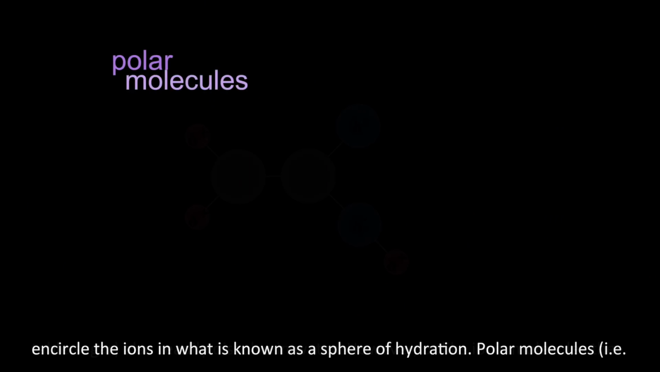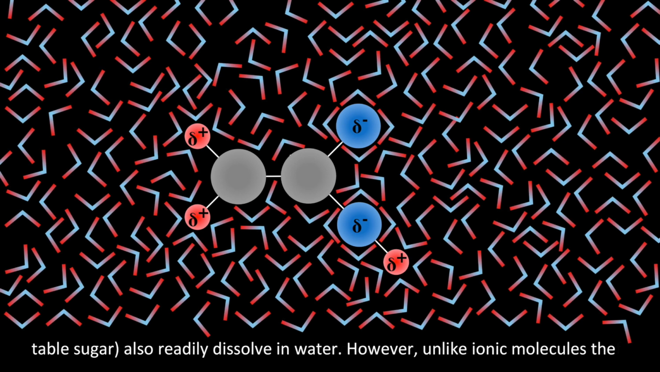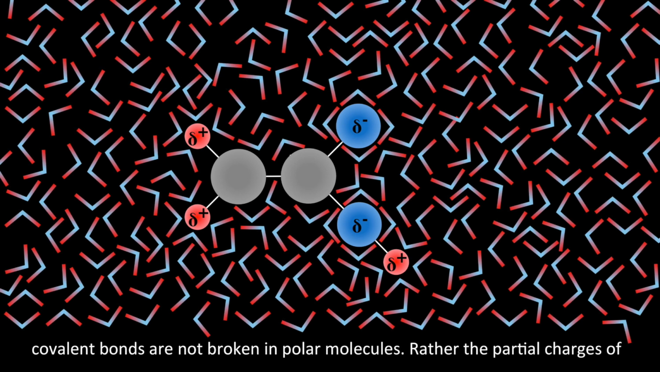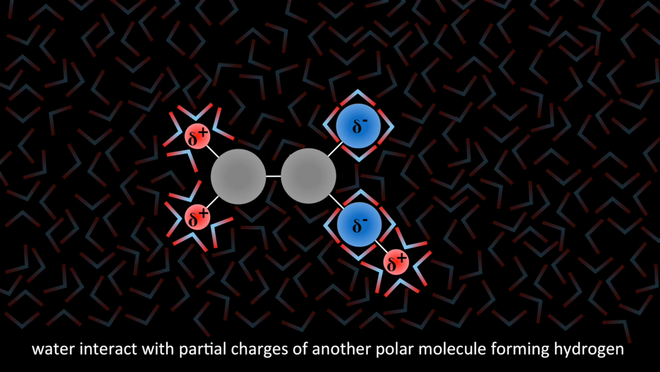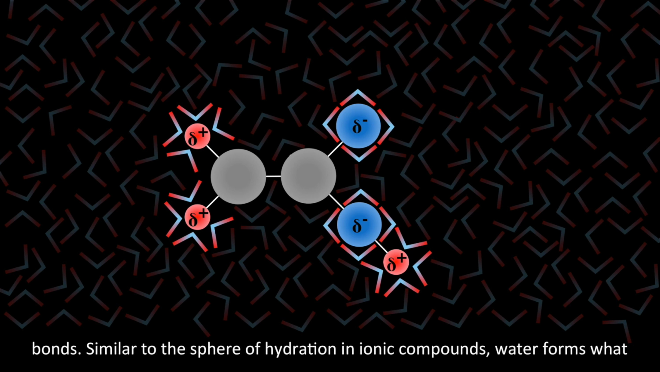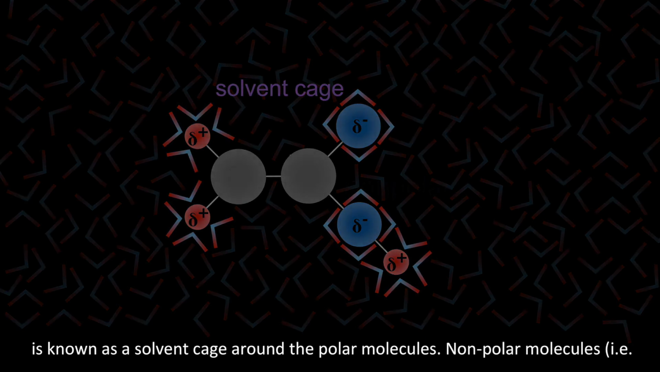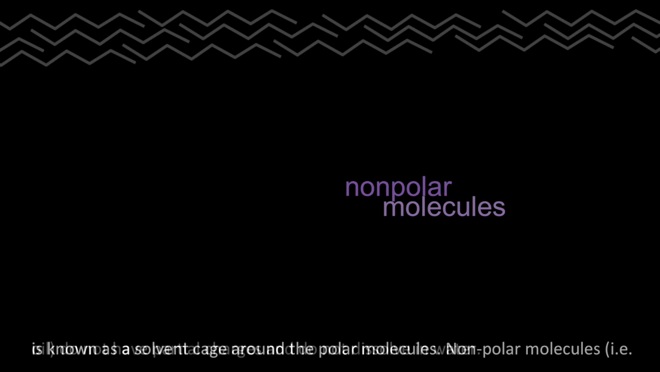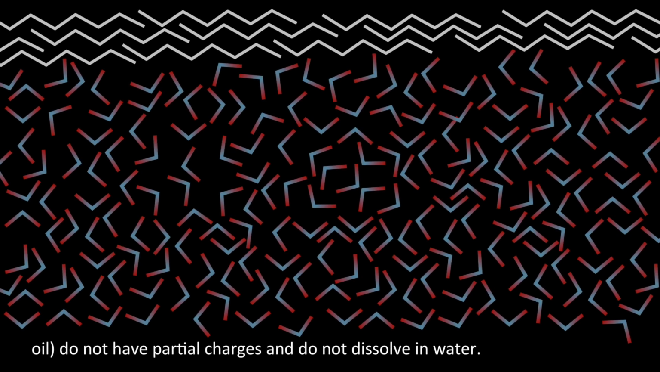Polar molecules like table sugar also readily dissolve in water. However, unlike ionic molecules, the covalent bonds are not broken in the polar molecules. Rather, the partial charges of water interact with the partial charges of another polar molecule, forming hydrogen bonds. Similar to the sphere of hydration in ionic compounds, water forms what is known as a solvent cage around the polar molecules. Nonpolar molecules, such as oil, don't have any partial charges and therefore do not dissolve in water.